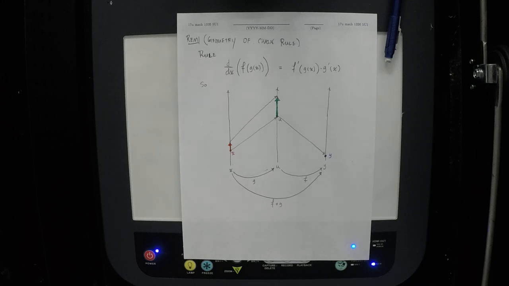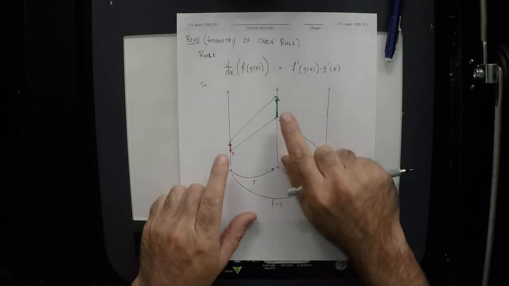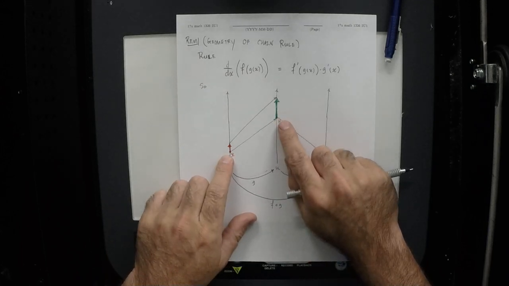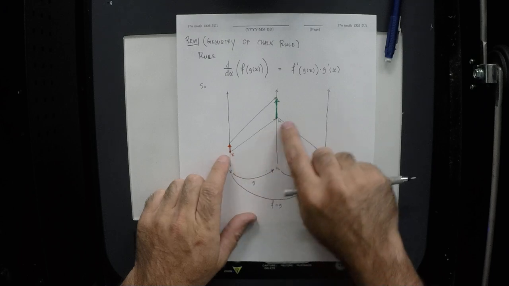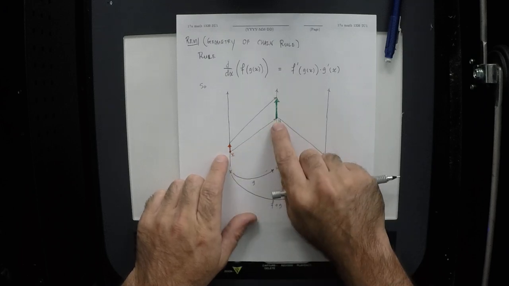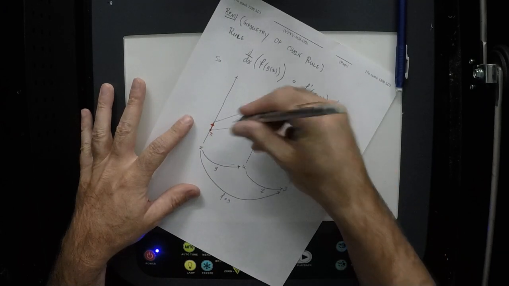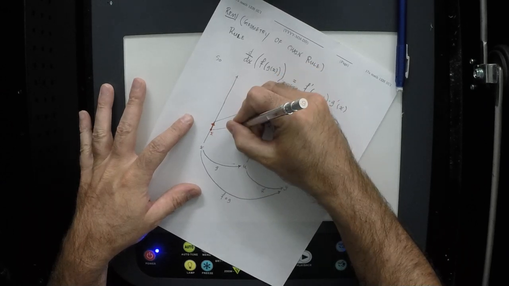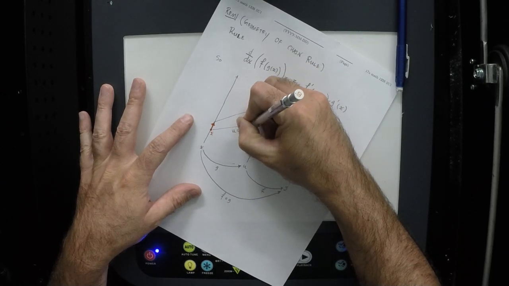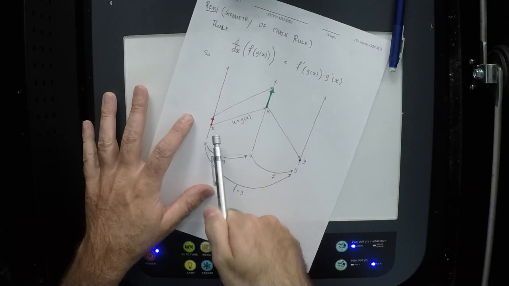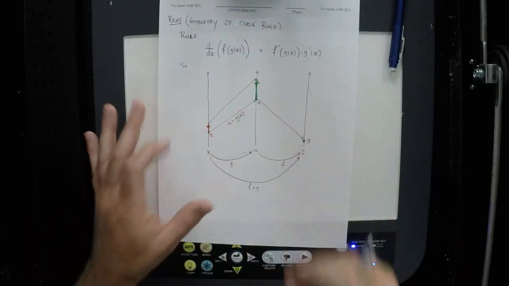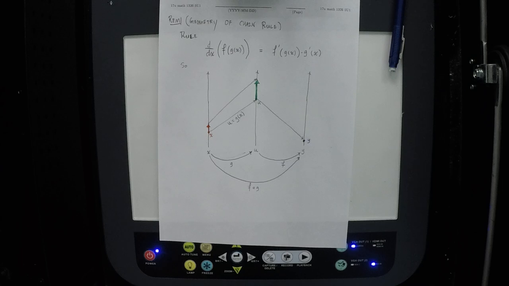Well, the arrows are what they are. But the function G says you go there, which is to say, U is G of X. That's what's causing the arrow to move position. What's causing the arrow to change size? The derivative. The derivative is what's saying change size.